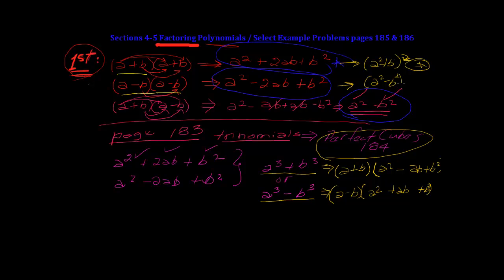Another one is a minus b squared. Then this one is a difference of a perfect square. That's 1, 2, and 3. And then the next two that you want to look for by inspection are perfect cubes. The perfect cubes look like a to the third plus b to the third, a to the third minus b to the third, and these are how they factor out.